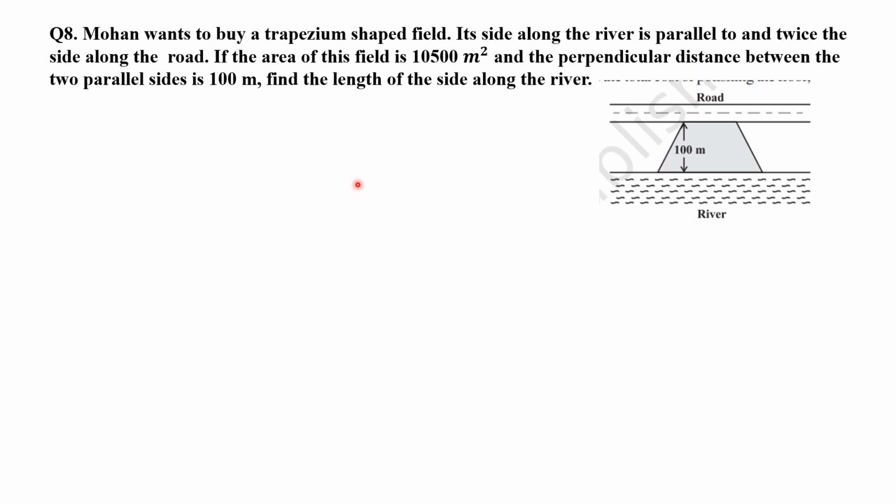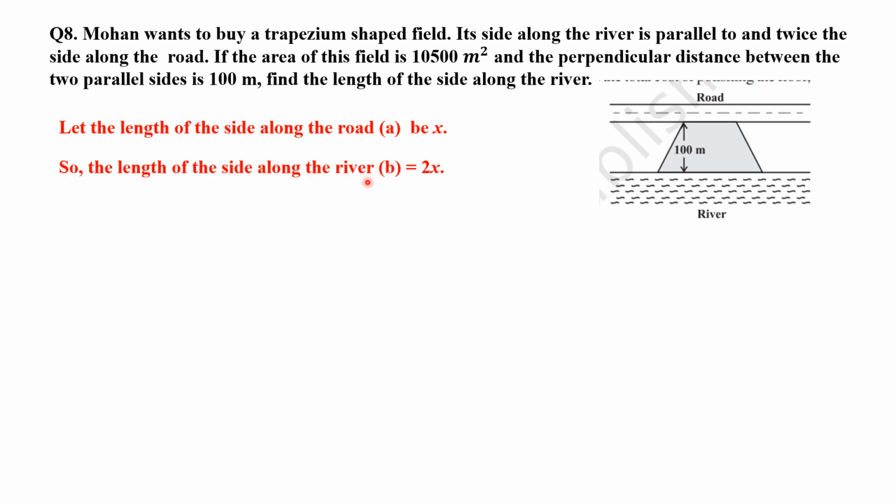How to find it? First of all, we'll write the information which is given in the question. So I'm assuming the length of the side along the road, which I've assumed as a, to be x. And the length of the side along the river, b, will be 2x because it is given in the question, isn't it? The side along the river is parallel and twice the side along the road. Now height is given as 100 meter, area of the field is given as 10,500 meter square. So if I write the formula of the area of the trapezium, it is half into height into sum of the parallel sides.